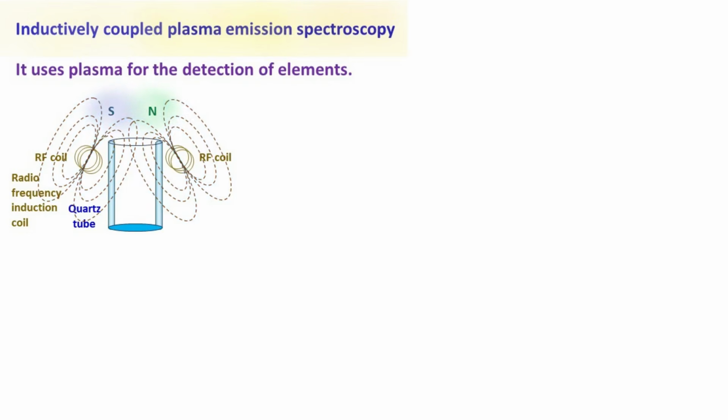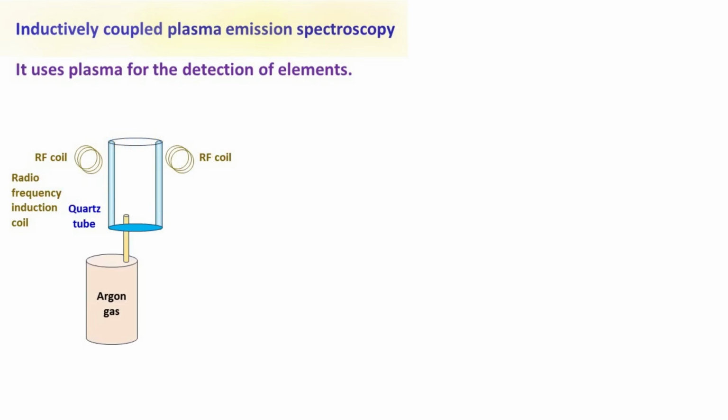The quartz tube is attached to a source of argon gas. When the argon gas passing through the quartz tube is sparked, it generates argon ions. These argon ions are positively charged.